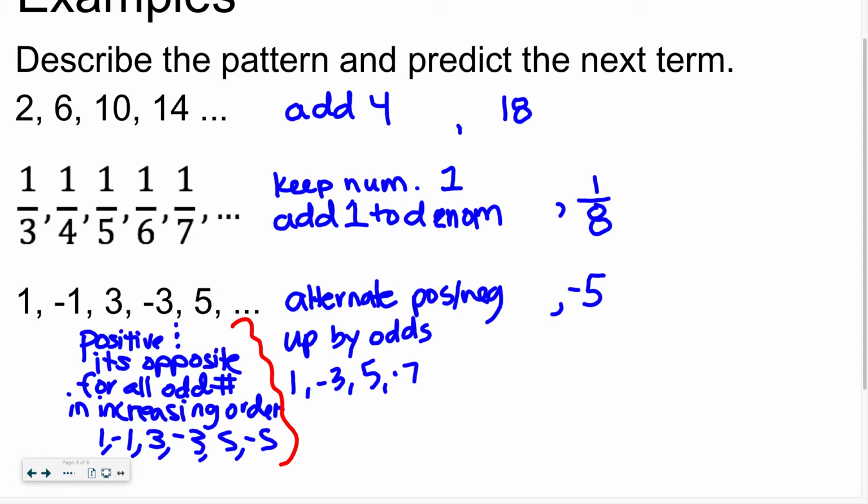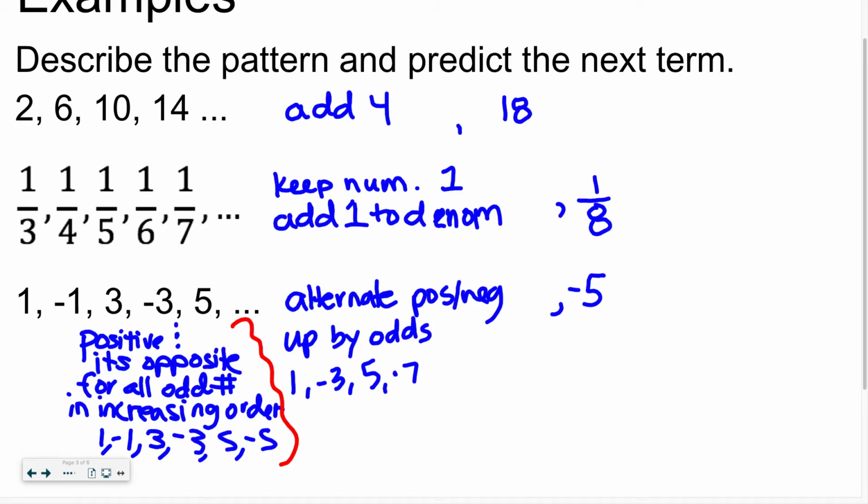I will say that in terms of describing those patterns, it got more difficult as we went down, right? Some patterns are going to be real basic, real easy. Some, like a fraction, maybe I got to talk about a numerator and a denominator. And then this last one, it's a little bit trickier to think about.